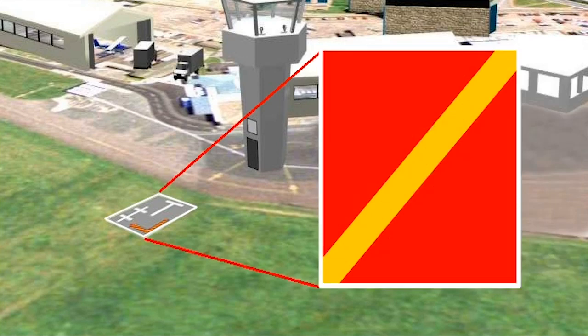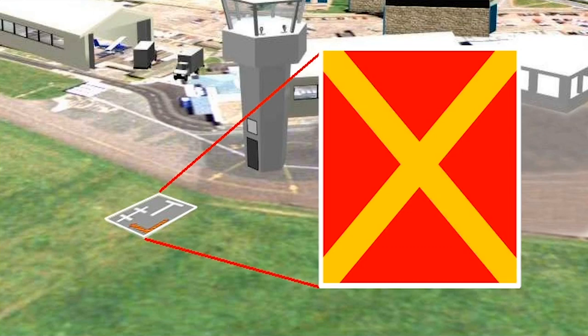A red panel with a yellow diagonal stripe signifies that the movement area is in a poor state, and pilots should exercise care when landing. A red panel with 2 yellow diagonal stripes in the form of a cross signifies that the aerodrome is unsafe for the movement of aircraft, and landing is prohibited.